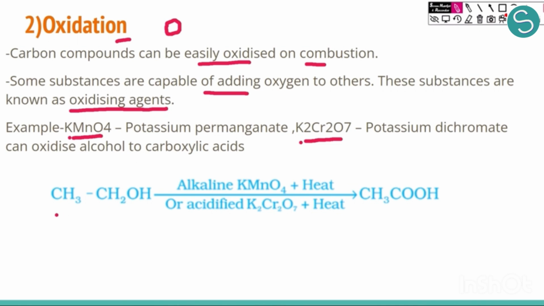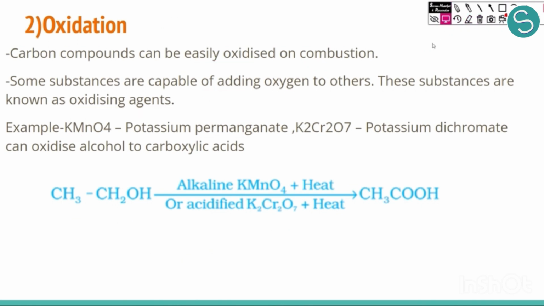So if I have an alcohol and I add one more oxygen to it, I form the oxidized version of it, and this is done by alkaline KMnO4 or acidified K2Cr2O7. Alcohol can be converted to carboxylic acids with the help of these oxidizing agents. This is all about oxidation.